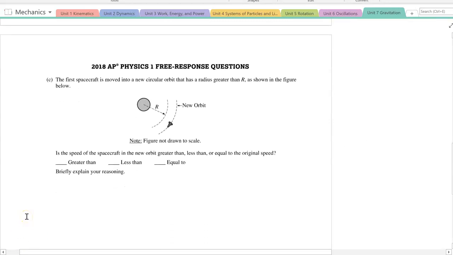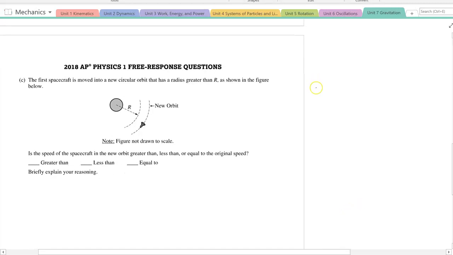The first spacecraft is moved to a new circular orbit that has a radius greater than r, as shown in the figure below. Is the speed of the spacecraft in the new orbit greater than, less than, or equal to the original speed? So we need to relate all these ideas, the mass of the Earth, the radius, into this. So we use what we just did right here, mv squared over r, and then in other words it's m like this. I'm just copying what we did in the previous example, just rewriting it.